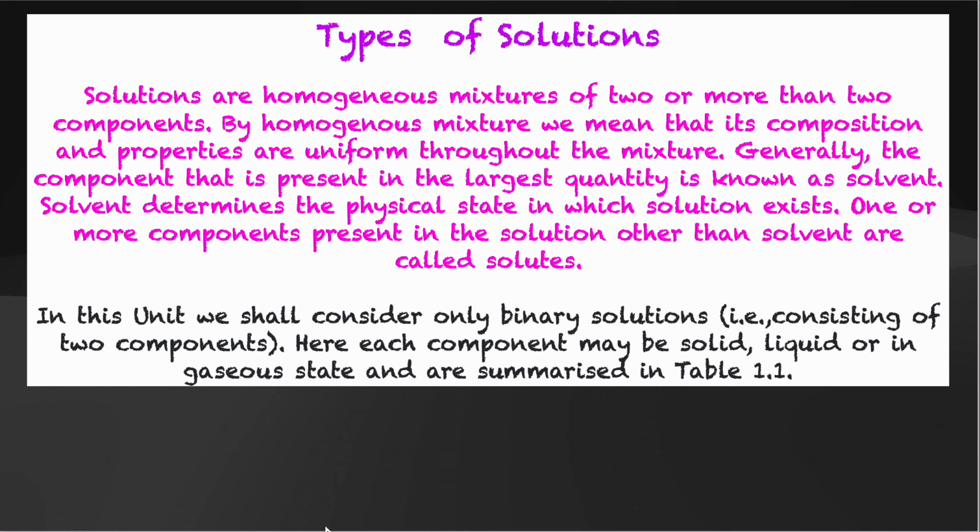Then, getting into the first topic of the lesson, types of solutions. Solutions are homogeneous mixtures of two or more than two components. By homogeneous mixtures, we mean that its composition and properties are uniform throughout the mixture. Generally, the component that is present in the largest quantity is known as solvent. Solvent determines the physical state in which solution exists. One or more components present in the solution other than solvent are called solutes.